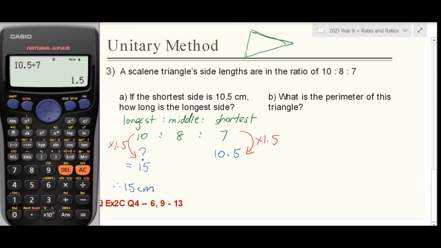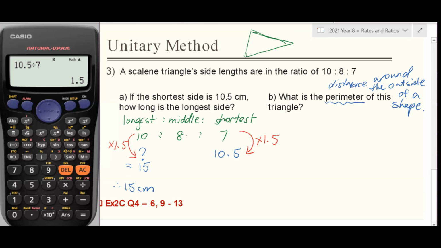Now for question B, it's asking, what is the perimeter of this triangle? What does perimeter mean? Perimeter means distance around the outside of a shape. So that means we need all three sides. And currently we only have two of them. So we have to go back and work out what the third side is, which is the middle length, the medium length one.